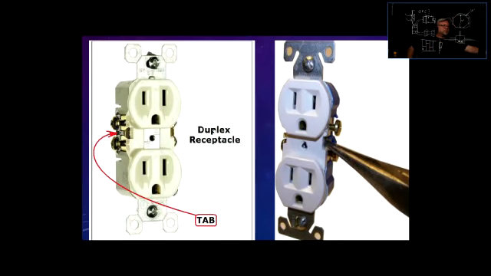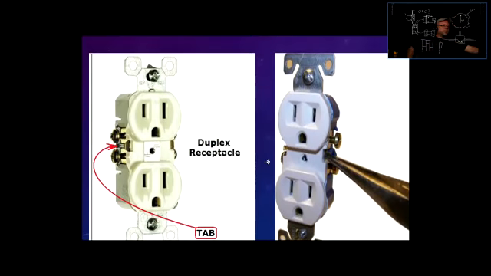Duplex receptacle, or a split receptacle. Remember when we had that? So there's a screw terminal here. These two correspond to this prong here, to this slot for the prong here. And of course on the other side, these are connected. Now, this screw terminal accommodates this prong, and this screw terminal accommodates this prong, and there is a tab that connects those two screws.